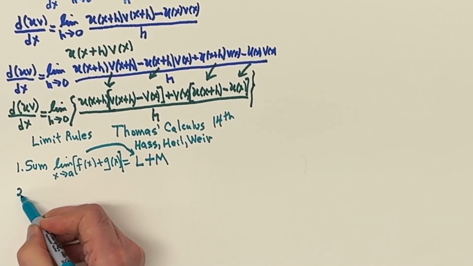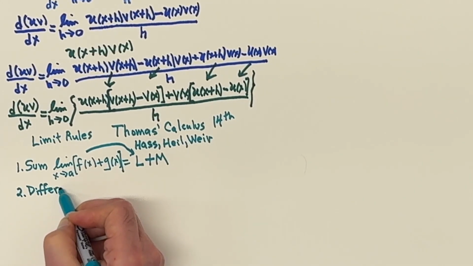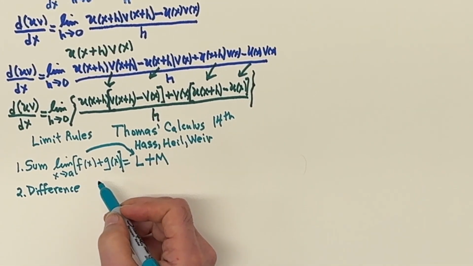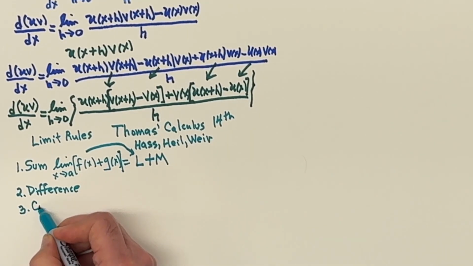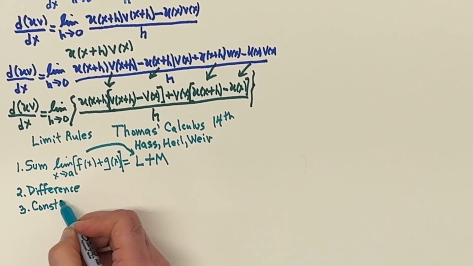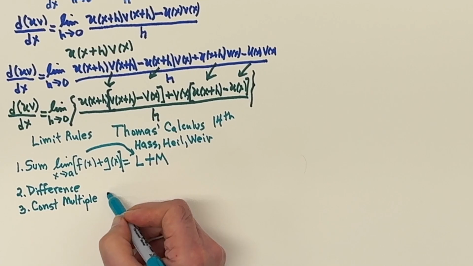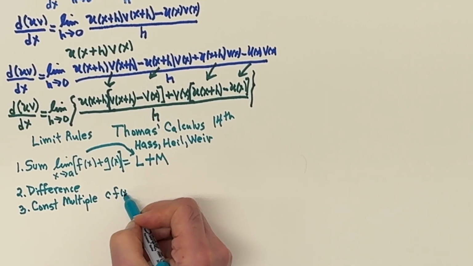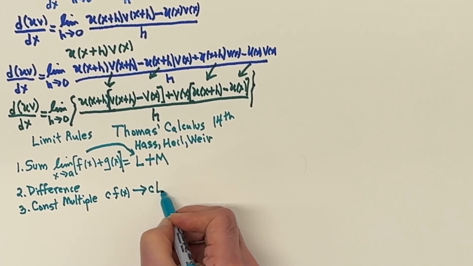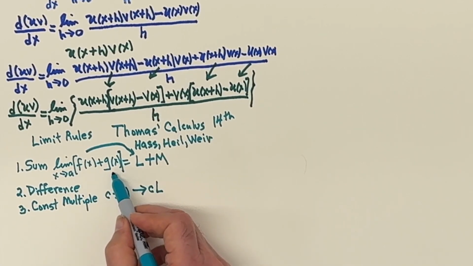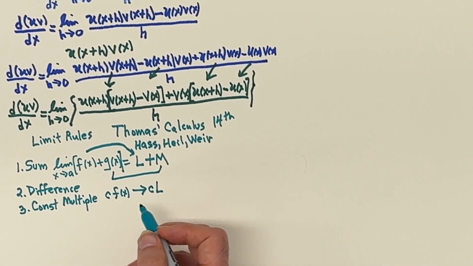See, these all appear reasonable. And then you have the difference. The difference rule would simply be with a minus sign. That would work. And there's another rule where you have a constant multiple, where if you have c times f of x and you want to have a limit there, you'll have simply c times L. Yeah, see, the g goes with the m and the f goes with the L, so no problem. Constant doesn't mess anything up.